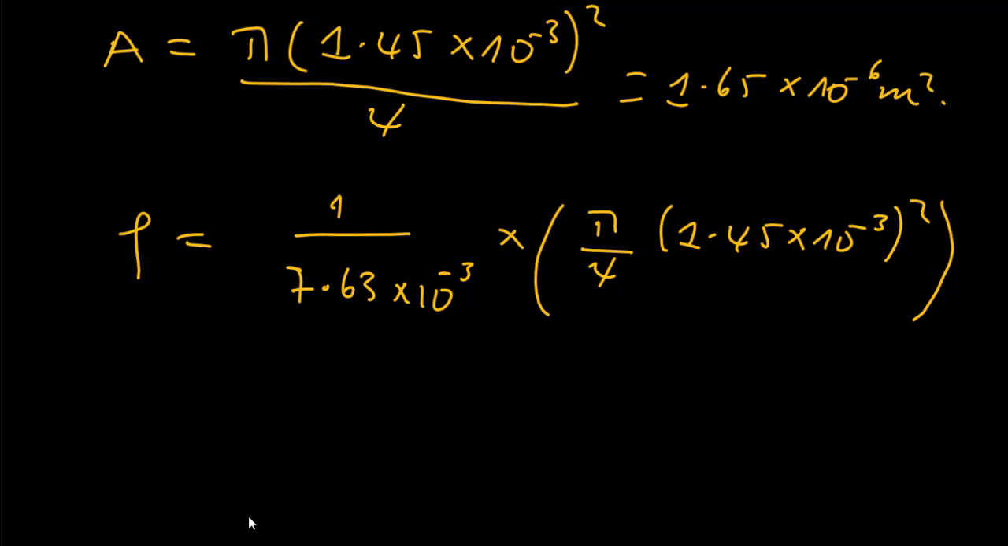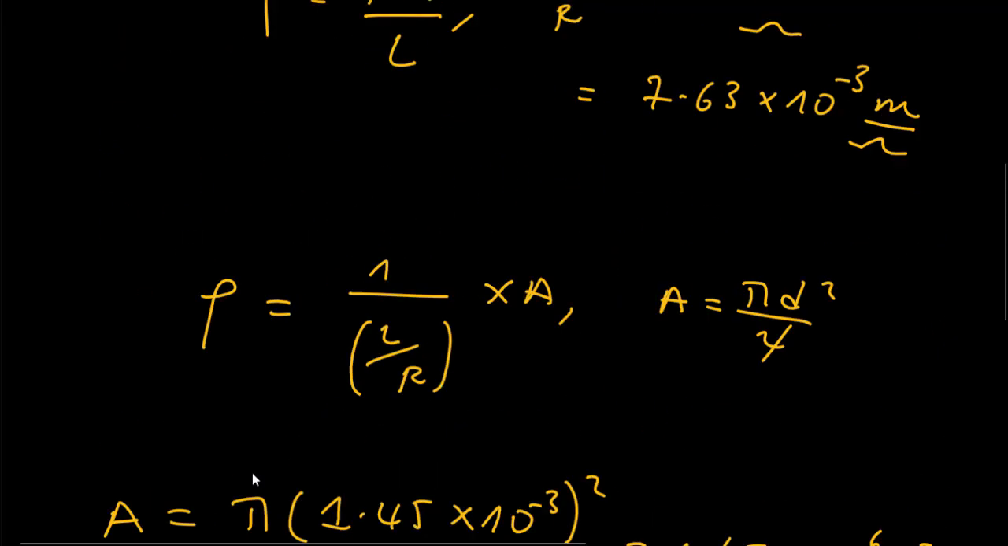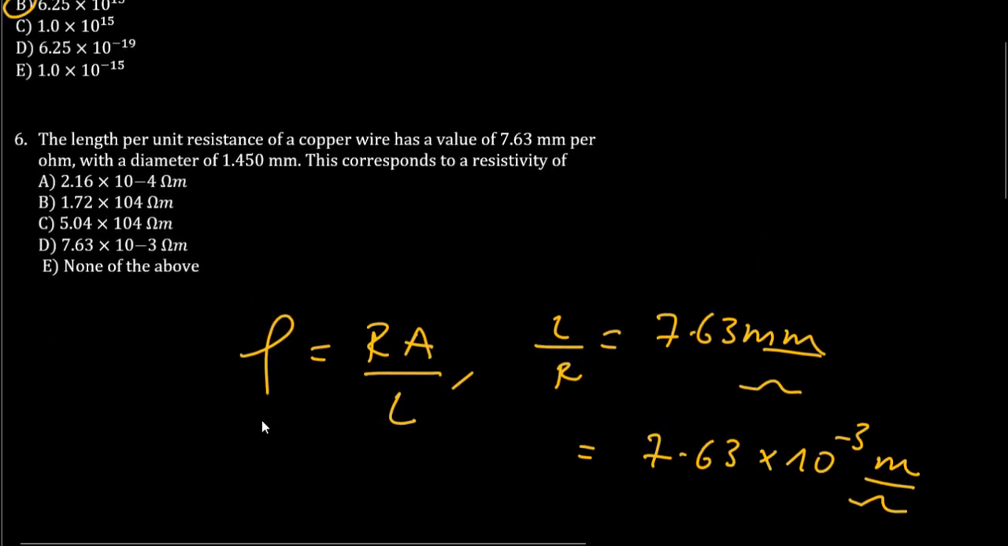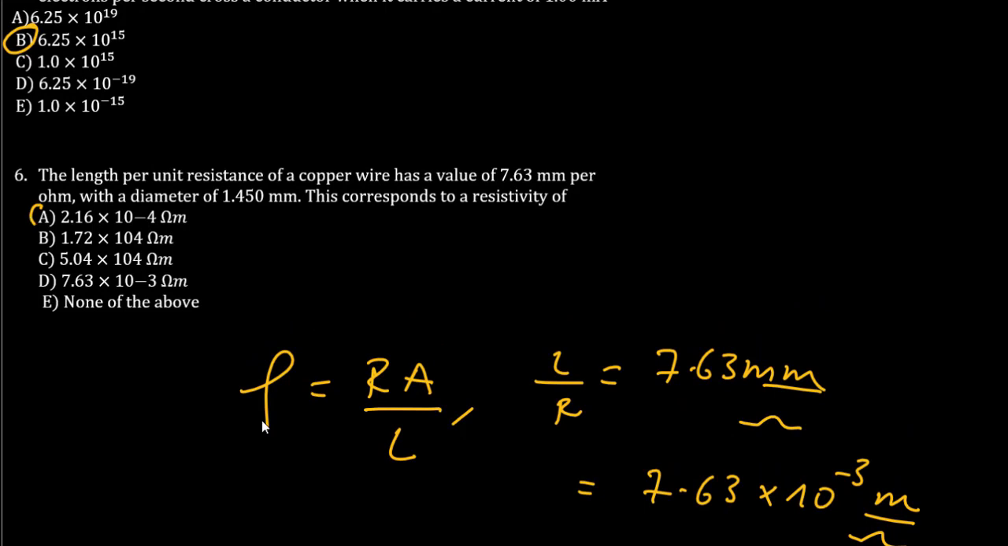So the cross-sectional area will be divided by, when you punch everything, the final result for the resistivity gives 2.164 times 10 raised to the negative 4, and the unit of the resistivity is ohm meter. So let's check if you have an option like that. 2.16 times 10 to the negative 4. So the correct option is option A.